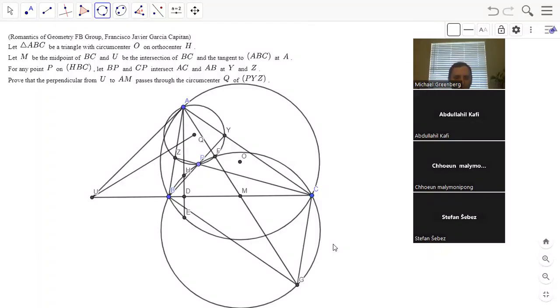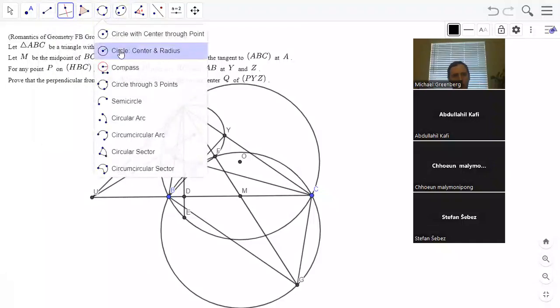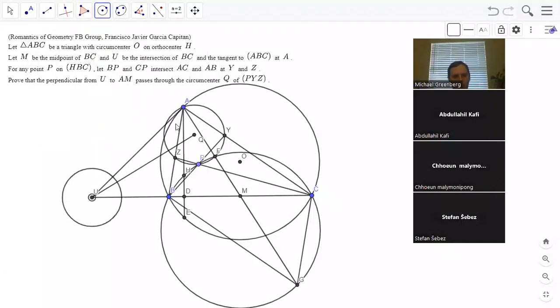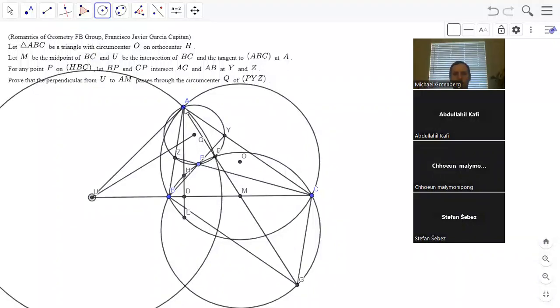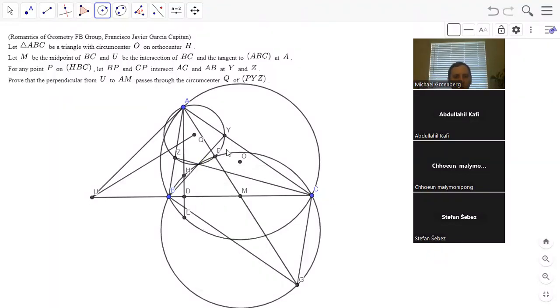Well, now we just need to show that UA is equal to UF. Since we have that the perpendicular from U to AM is just the perpendicular from U to AF. Yeah, it makes sense. It's just by symmetry, right? And now we don't need point P at all. And this is well known, I think. Because F is independent of P.